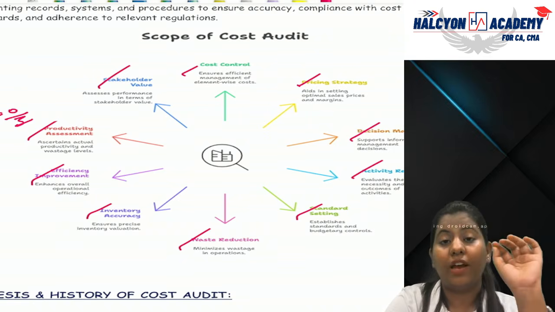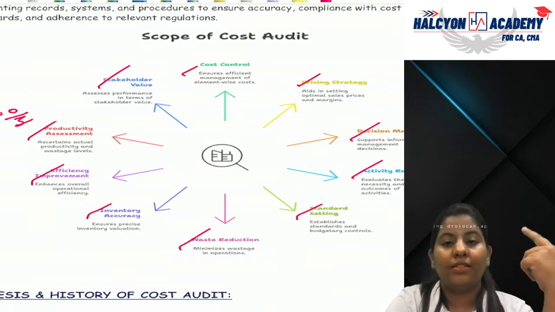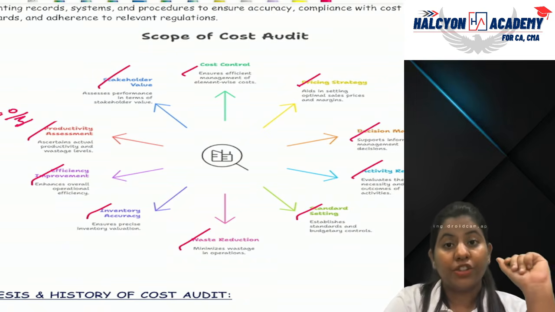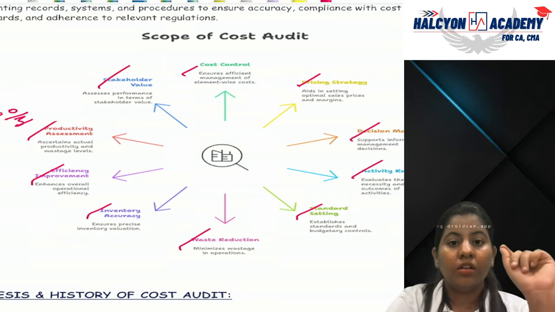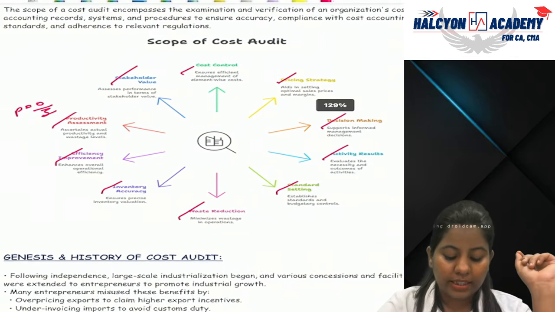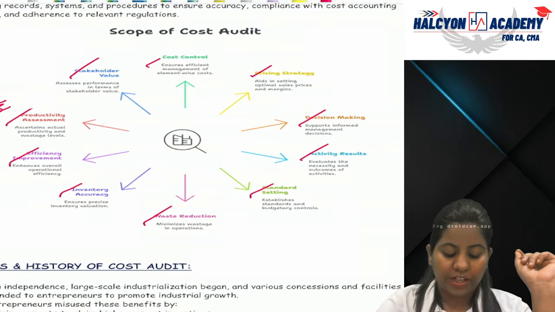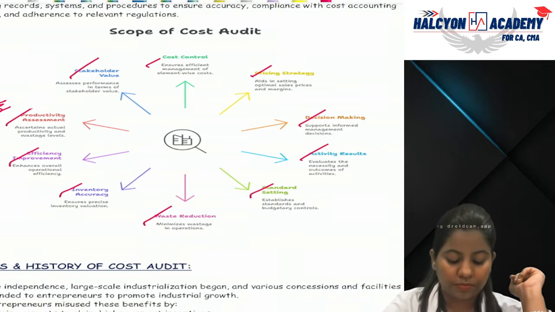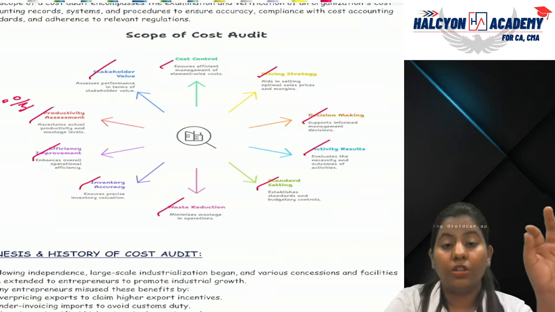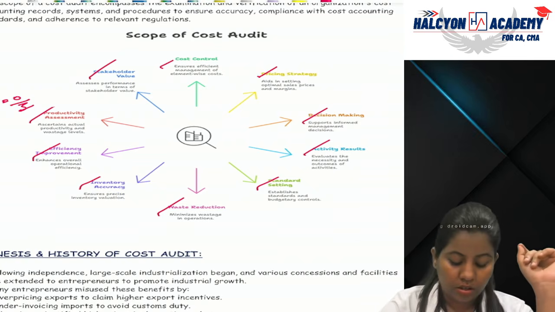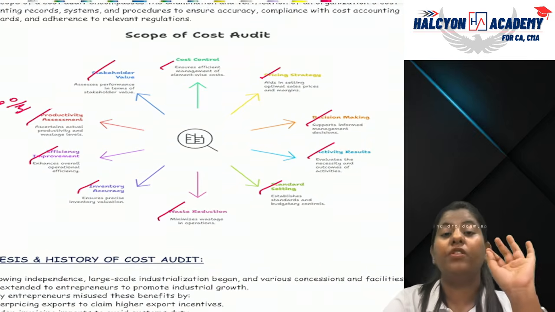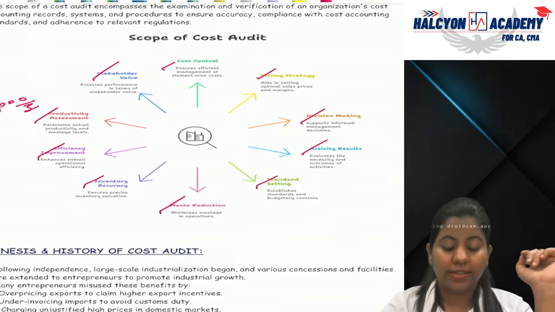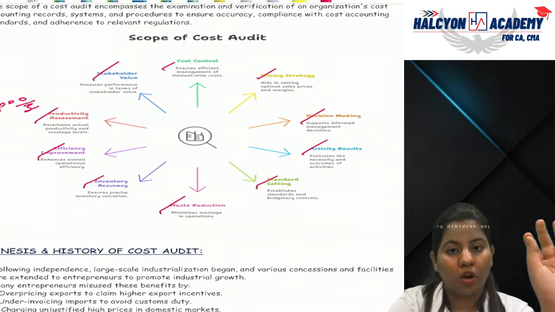The entity provides value to the stakeholders by pricing smartly, using resources wisely, and by cost reduction without compromising quality. This is how the entities provide value to the stakeholders, to the users, to the owners, right? So the cost audit ensures the performance in terms of stakeholder value. I hope these 10 points are clear to you all.